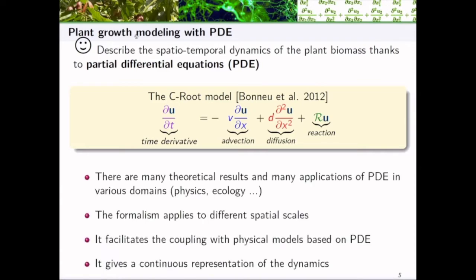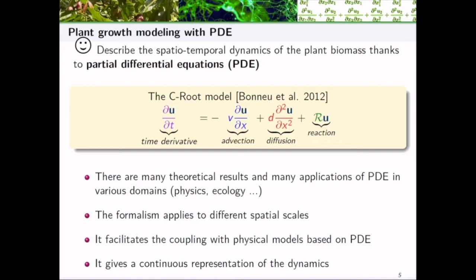This technique was historically used in physics, like in mechanics, in fluids, in electromagnetism, water and soil transfer. The formalism is not dependent on the scale, which is a good advantage.